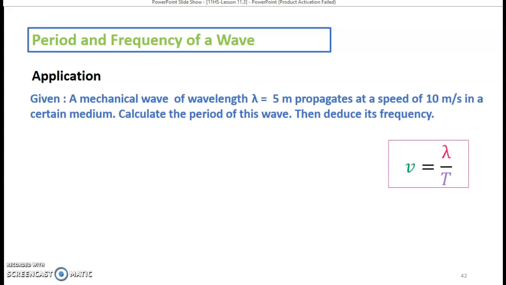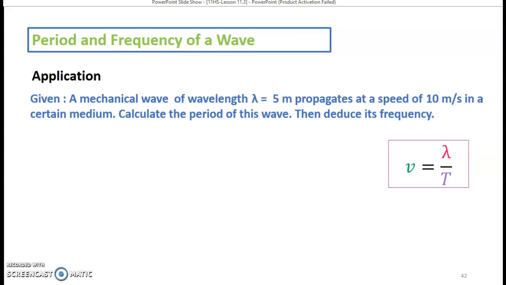Application. Given a mechanical wave of wavelength lambda equals 5 meters, propagates at a speed of 10 meters per second in a certain medium. Calculate the period of this wave, then deduce its frequency. The period is lambda over V. So using the formula V equal lambda over period, we can consider that V over 1 is equal to lambda over T.